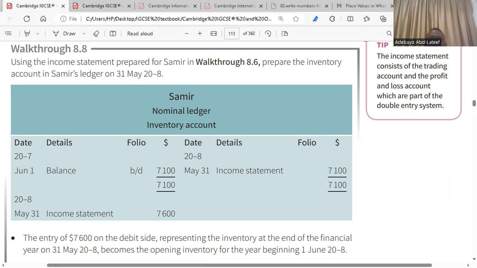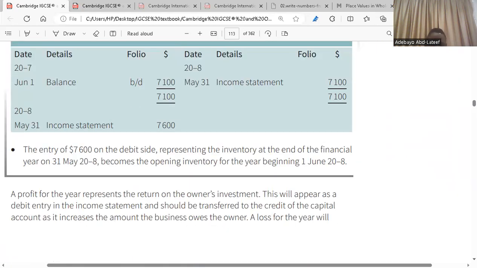This year is over on the 31st of May. We closed this year on the 31st of May with 7,600 inventory. For June 1, 28, we're going to open our inventory with 7,600. Do you get it? So look at what they said.